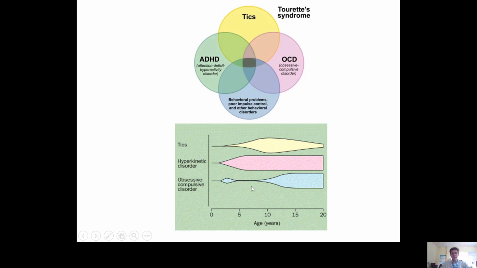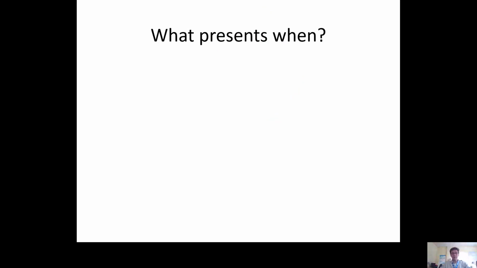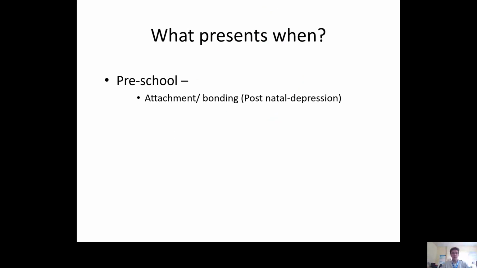OCD, obsessive compulsive disorder, is an interesting one in that there is a peak or a surge in early childhood, which often resolves, and then usually in mid to early adolescence is when OCD can become a more pronounced problem. So what presents when? We've covered that a little bit, but in preschool, attachment and bonding issues which relate to the mother-child relationship in particular and can be disrupted by processes such as postnatal depression or family adversity.